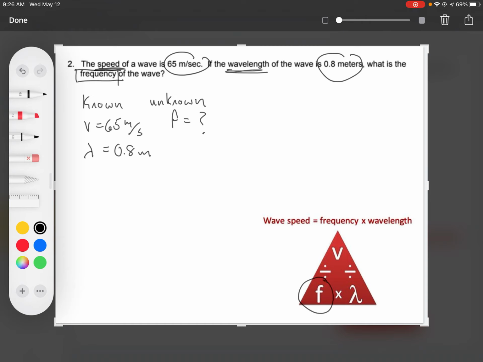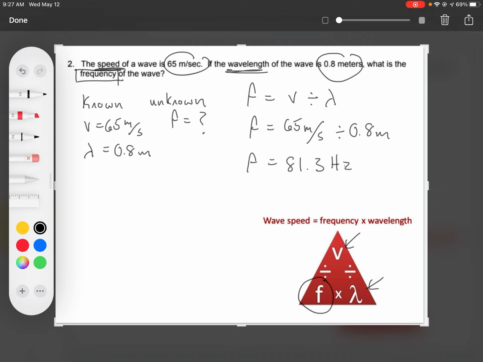Since I'm solving for frequency, I'm going to circle that variable and look at the relationship between v and lambda. So v will always come before lambda in the division problem. So it's going to be frequency equals wave speed divided by wavelength. That's frequency is equal to 65 meters per second divided by 0.8 meters. And so if we solve that, I've got to use my calculator this time. 65 divided by 0.8, I end up with 81.3, and frequency will always be in hertz. You can look at the top of the worksheet if you don't remember that. There we go. That's the answer to number 2.